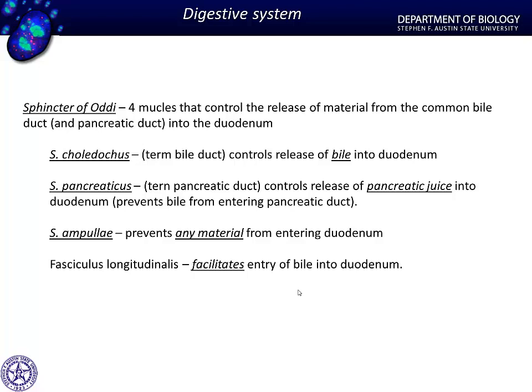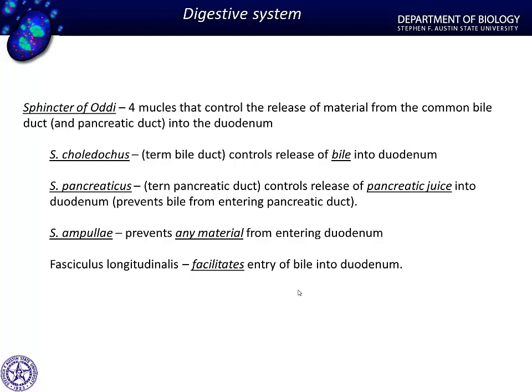Now, the sphincter pancreaticus, this is going to be around the terminal portion of the main pancreatic duct, and that's going to control the release of that pancreatic juice and all the enzymes into the duodenum. Now, it also, as you can imagine, is going to prevent bile from entering into the pancreatic duct and getting to the pancreatic parenchyma as well.